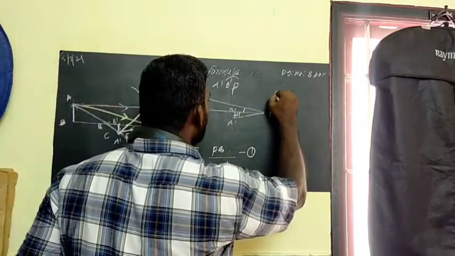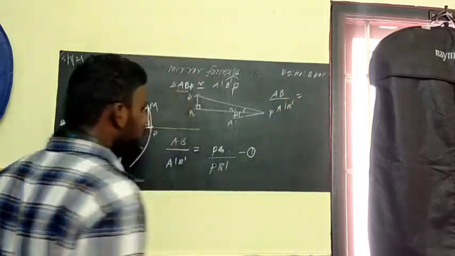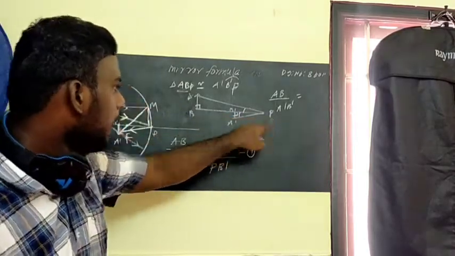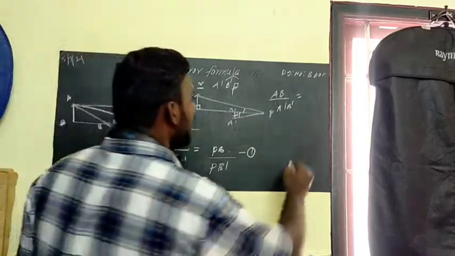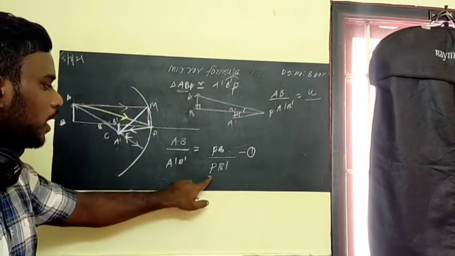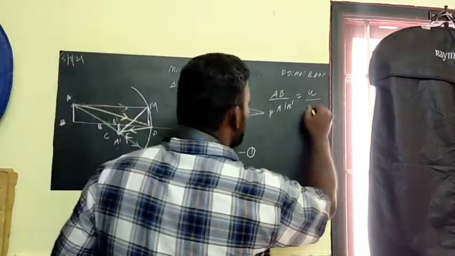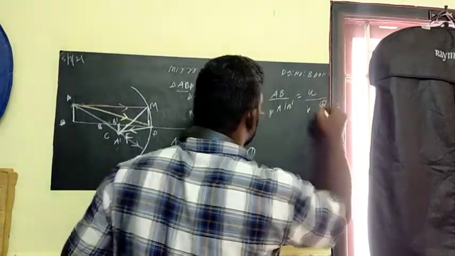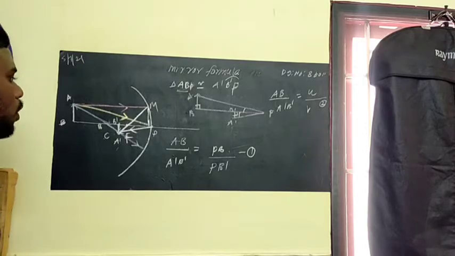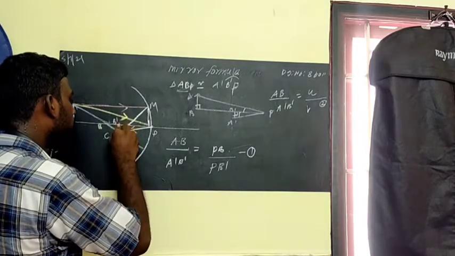Now writing AB divided by A dash B dash equal to. So what is my P? Pole. What is my B? Object. The distance between the pole and the object is called the object distance. I can call it U, divided by the pole to B dash, which is called the image. So this will be the image distance. This is equation number 2. Is that clear? Now, I want to find another similar triangle. Here you can see that we have another similar triangle.